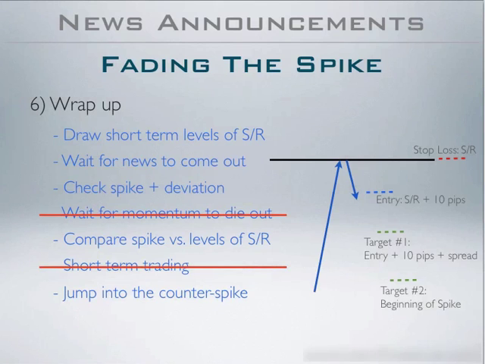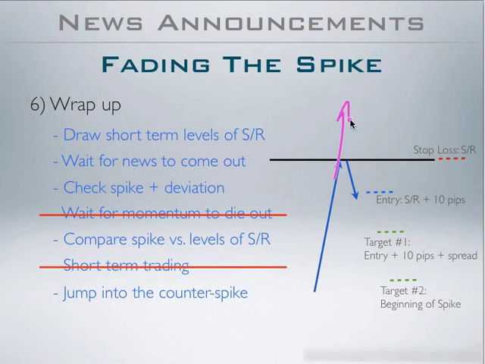Alright, well, that's all as far as fading the spike goes. Let's wrap it up real quickly. First of all, you will need to draw your intra-week levels of support and resistance, and then obviously wait for news to come out. Then you'll have to check whether we do indeed get a deviation and therefore a spike, and if we get a spike, you are not to wait for the momentum to die out. Instead, you are to compare that spike with those levels of support and resistance you previously marked.